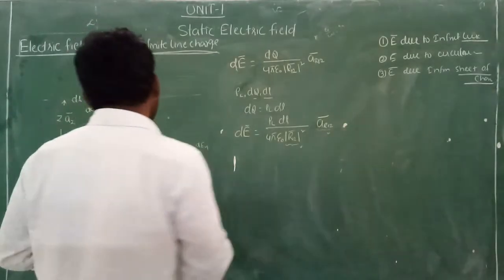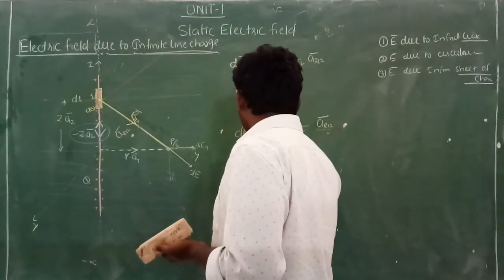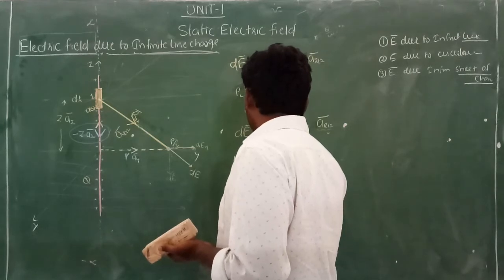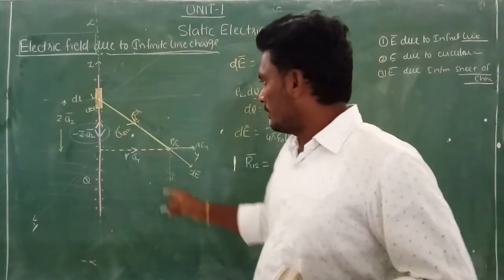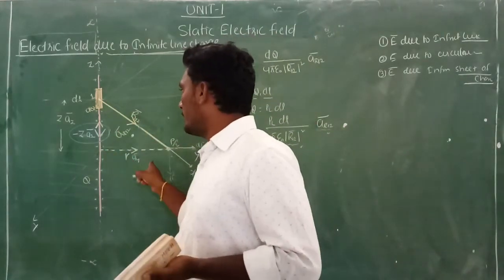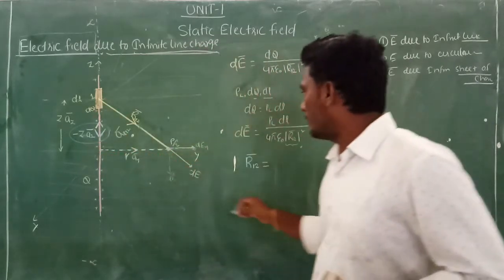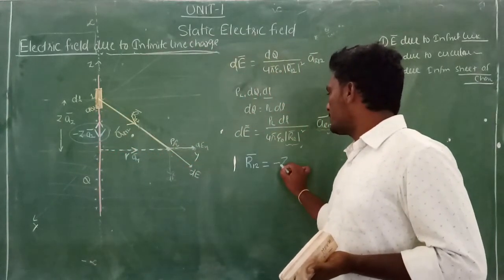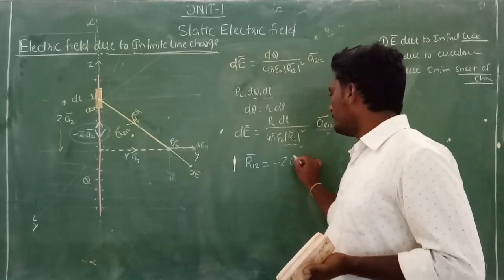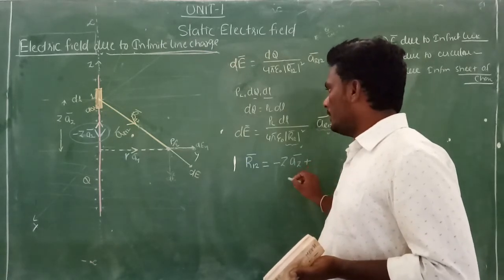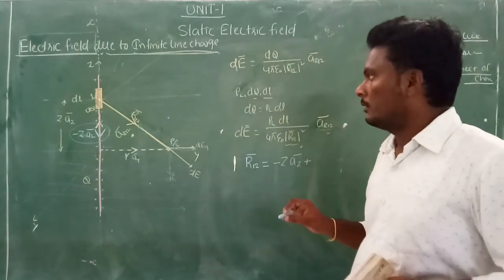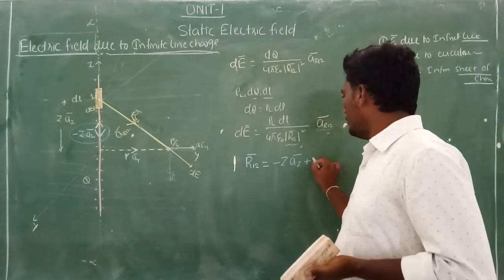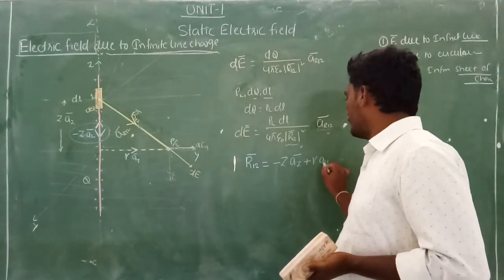Now see, r12 bar is equal to the resultant vector. It is vector A plus vector B. What is vector A? Vector A is minus z into az bar. What is vector B? It is r into ay bar.